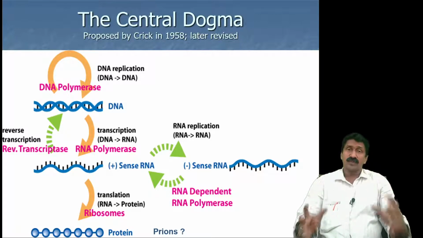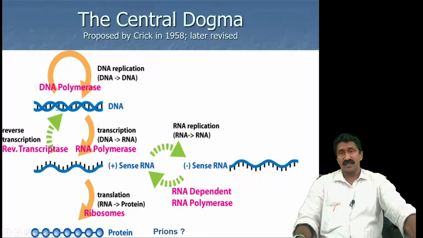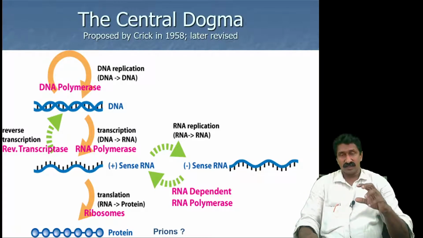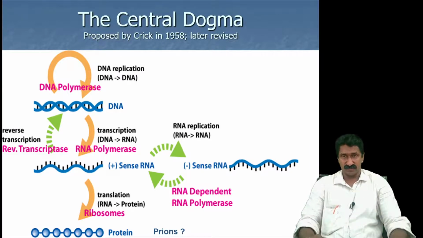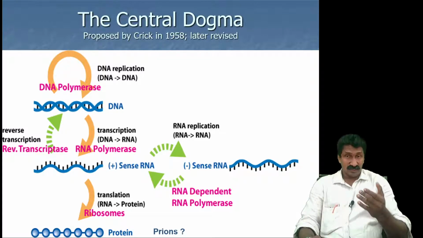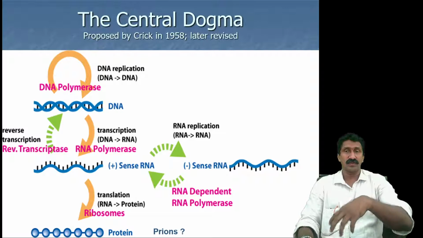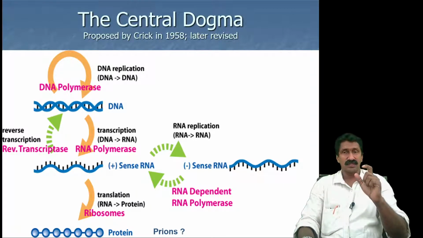Now we know that the central dogma was revised later, incorporating various other aspects of molecular biology. You know that the DNA polymerase is the enzyme that is used for replication of the DNA, that is, production of a DNA copy from DNA itself. So the enzyme involved is a DNA polymerase. We say that it is a DNA dependent DNA polymerase because it depends on a template DNA. So using a template DNA, the DNA polymerase produces another copy of the DNA. That process is known as DNA replication.